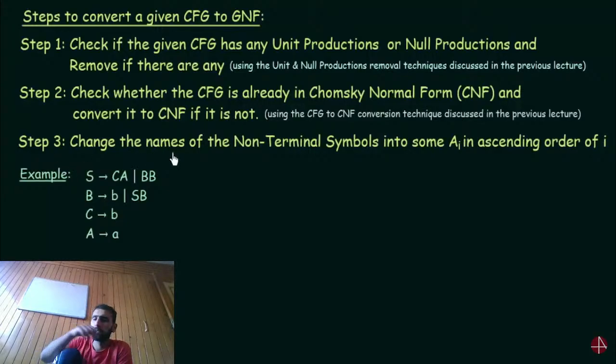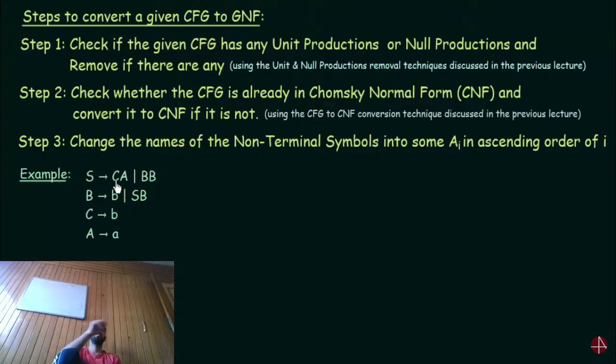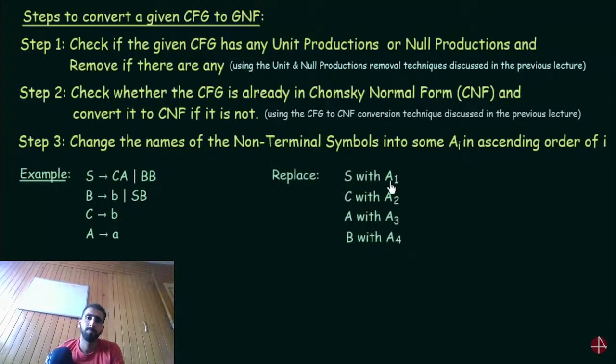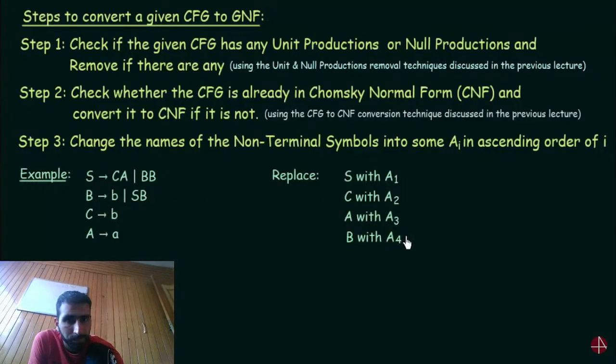Now step 3 says change the names of the non-terminal symbols into some A of I in ascending order of I. Now how do we do this? We see that we have the non-terminal symbols S, C, A, B in these productions, and all of these we have to replace with some A of I. Let's see how we can do this. Here we will replace S with A1, and then C with A2, and then A with A3, and B with A4. So this is how we will replace the names of these non-terminal symbols using A of I, where I is from 1 to 4 for this particular example.